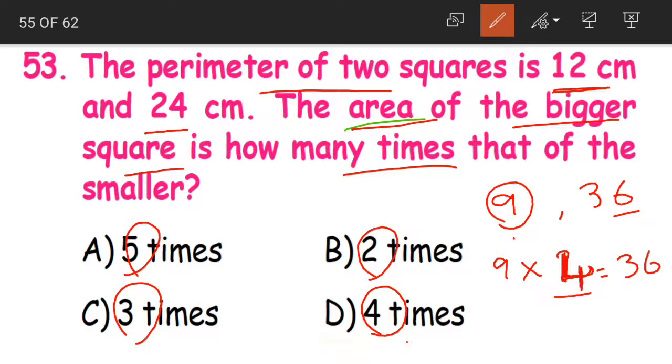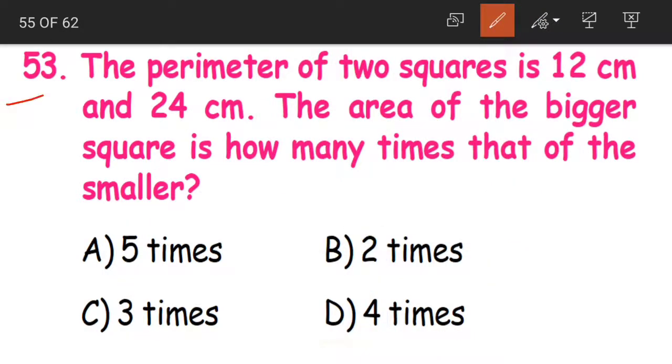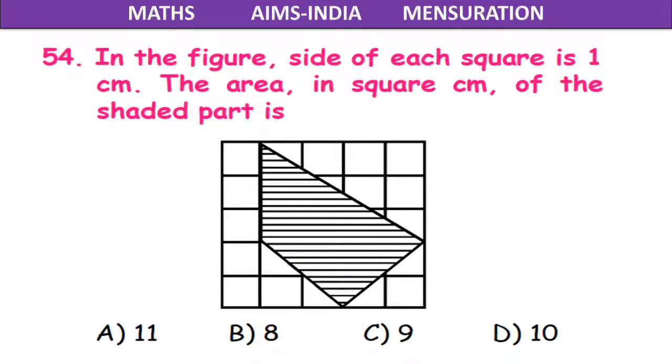9 into 4 is equal to 36. So that means the area of the bigger square is 4 times the area of the smaller square. Multiplication means 4 times, children. Okay, the area of the bigger square is 4 times the area of the smaller square. So the correct answer for question 53 becomes option D, 4 times.